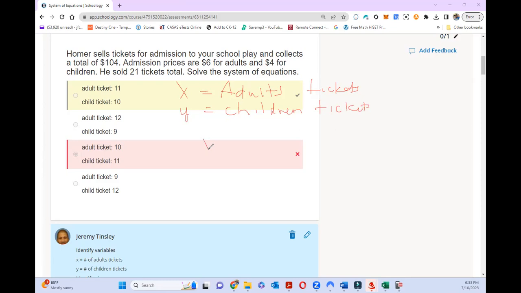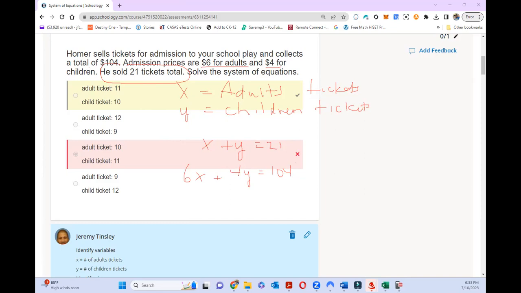Our first equation is x plus y equals 21 because he sold a total of 21 tickets. Everybody understand that? My second equation is going to be $6 for adults, $4 for children. So 6 times the number of adult tickets plus 4 times the number of children's tickets equals 104. Everybody understand that? So now you have your system of equations. So eliminate one of the variables.